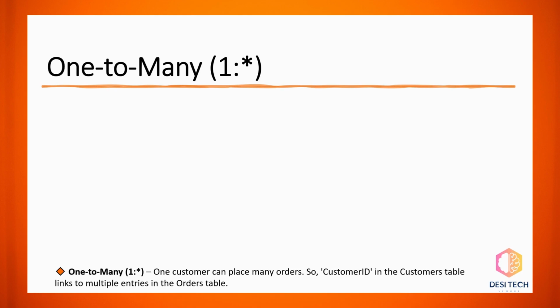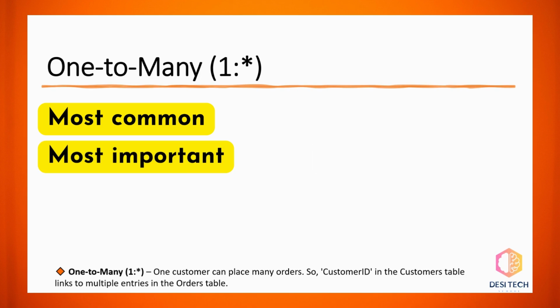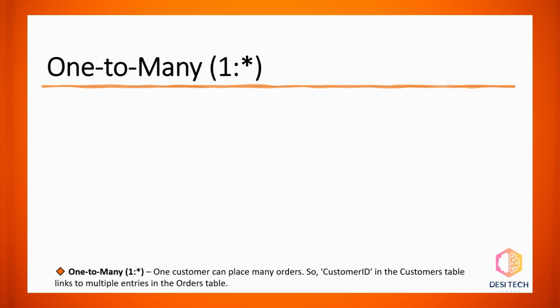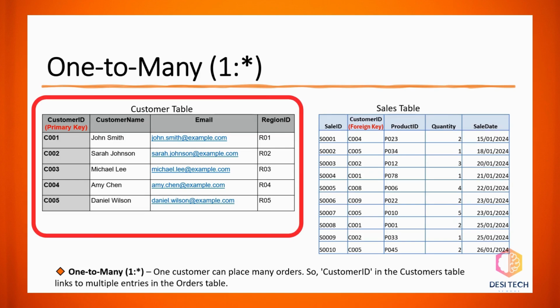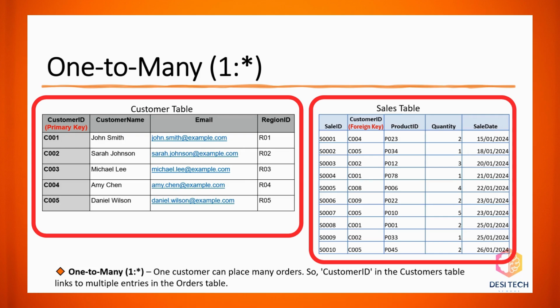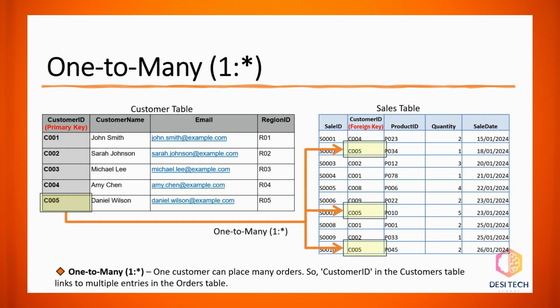Now let's talk about one-to-many relationship in data modeling. This is one of the most common and important relationships you'll come across when working with data. Let me explain it with an easy example: customers and sales. So imagine this. We have a table called customers and another one called sales. Each customer can place many sales orders, right? But each sale belongs only to one customer. This is a classic one-to-many relationship.